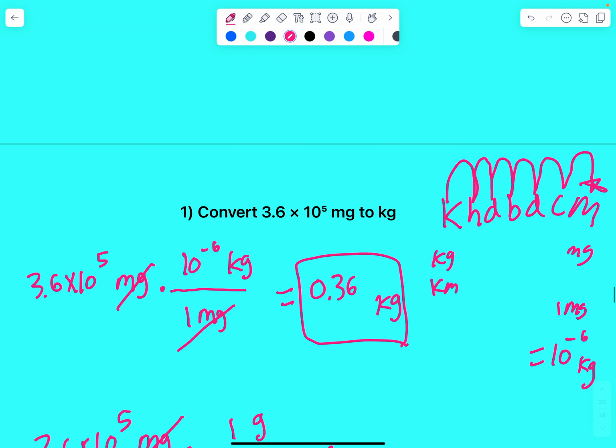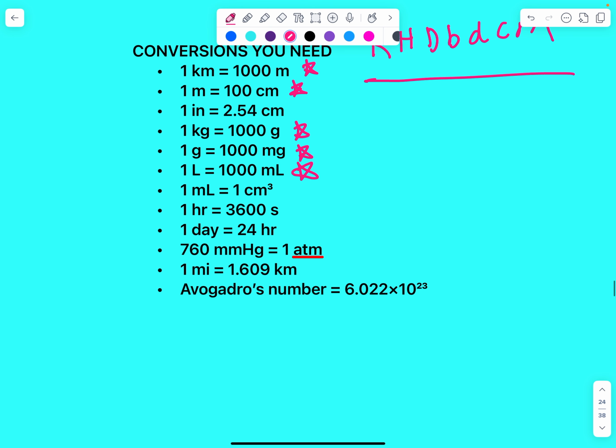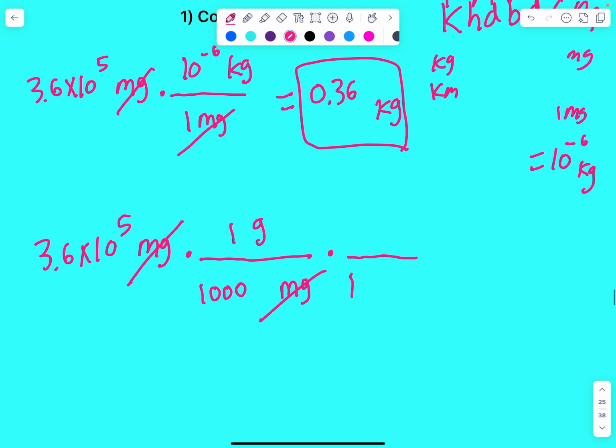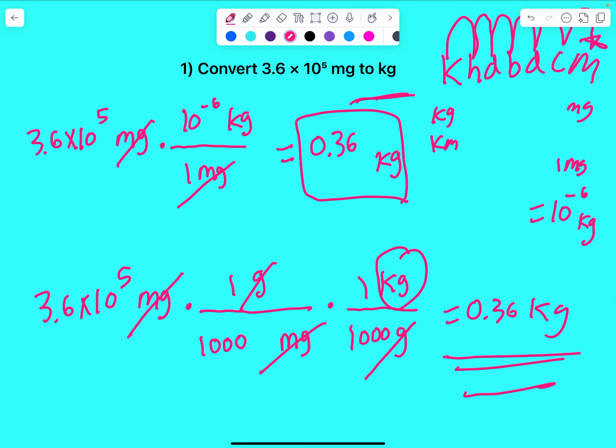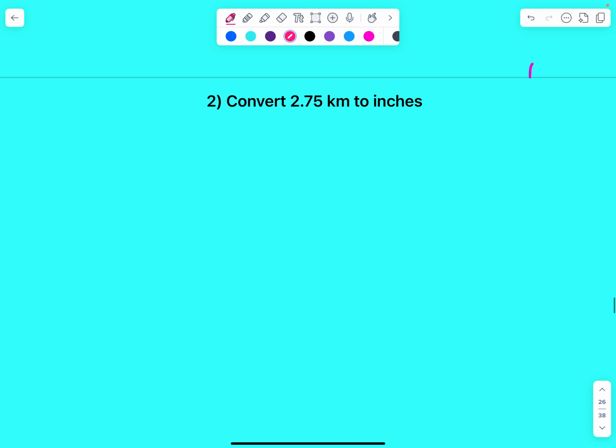So let's look. I also know 1 kilogram is 1,000 grams. That's awesome, right? Because look, 1,000 grams: what's in the numerator gets canceled out with the denominator. So 1,000 grams equals 1 kilogram. So basically you're doing 3.6 times 10 to the 5th divided by 1,000 divided by another 1,000, and you get 0.36 kilograms. And this survived. It didn't get canceled out. And look at that, it matches the answer. Okay, let's try problem 2.